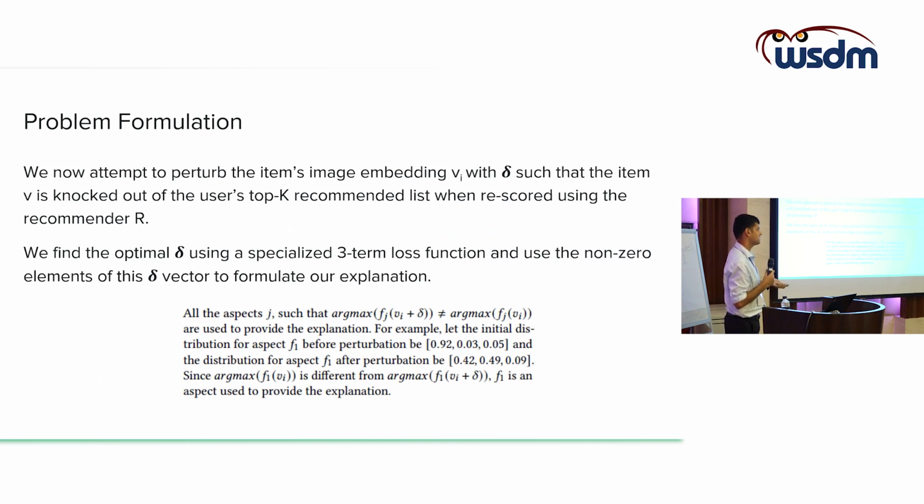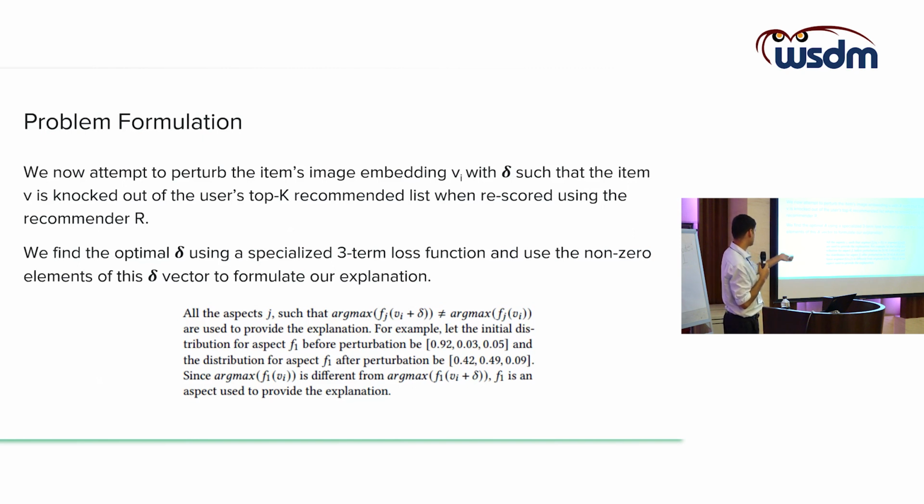So this is basically me telling you that you have removed what was actually making this item recommended to the user, and that is why it is no longer being recommended to him. And we find this optimal delta using a specialized 3-term loss function and use the non-zero elements of this delta vector to formulate our explanation.